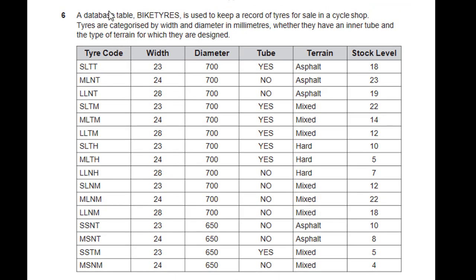Our last question in this paper is a database question. This one's again a very simple database question. We have some tire codes, so these would be our primary key, our unique values for each field. Width, diameter, if it's a tube tire, what terrain, and how much we have in stock.